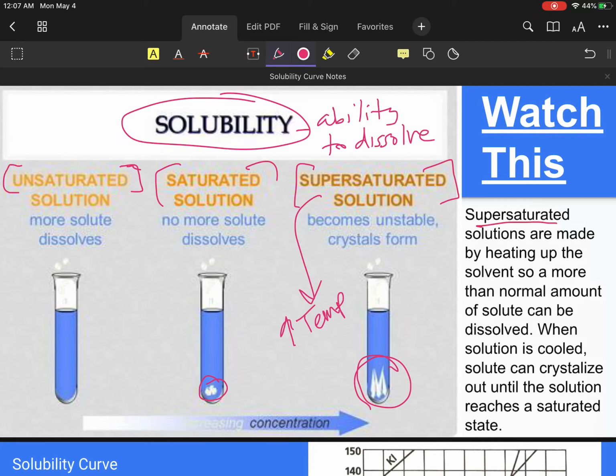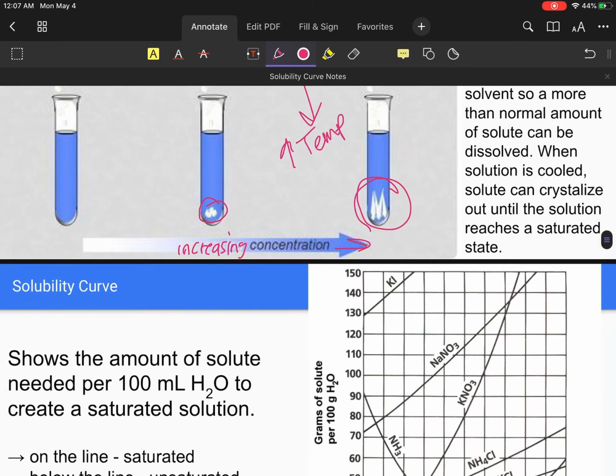So here's a little blurb here on supersaturated solutions. Okay, so it's similar to concentration, but it's just a little different. But my concentration does increase. This says increasing concentration as I go towards my supersaturated solution.